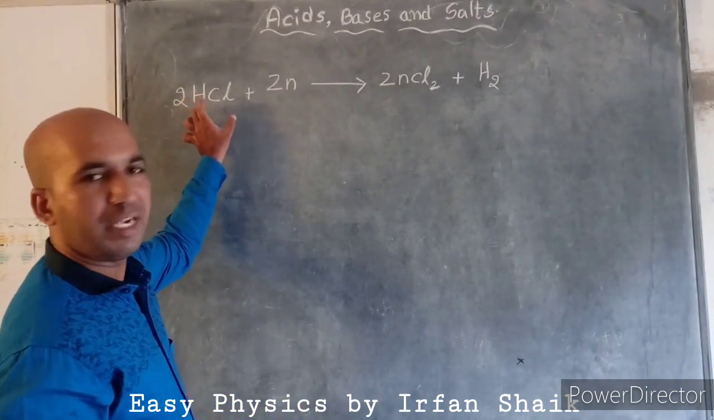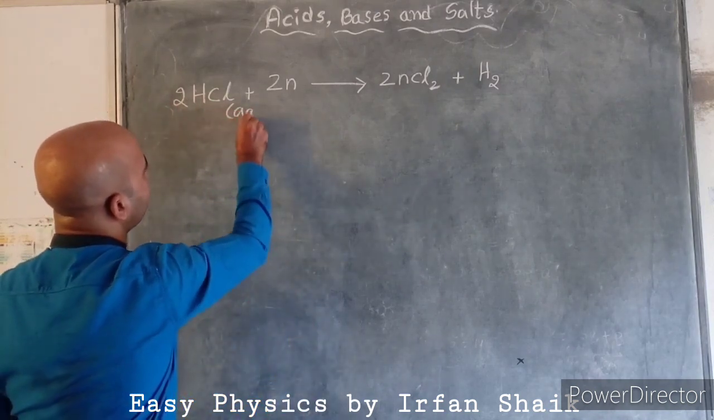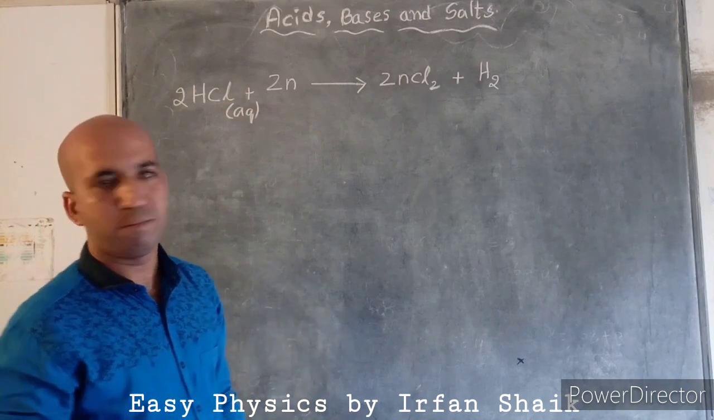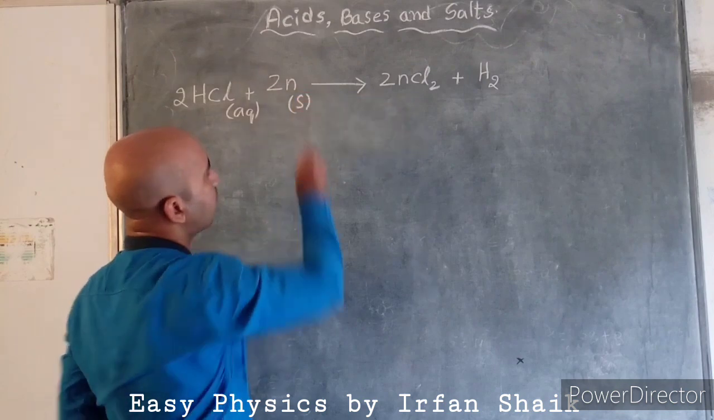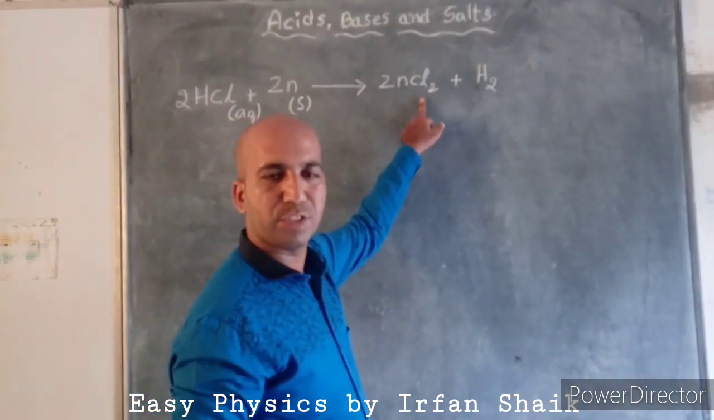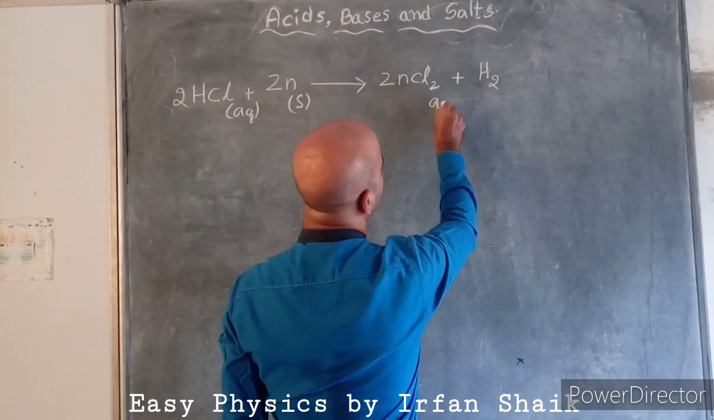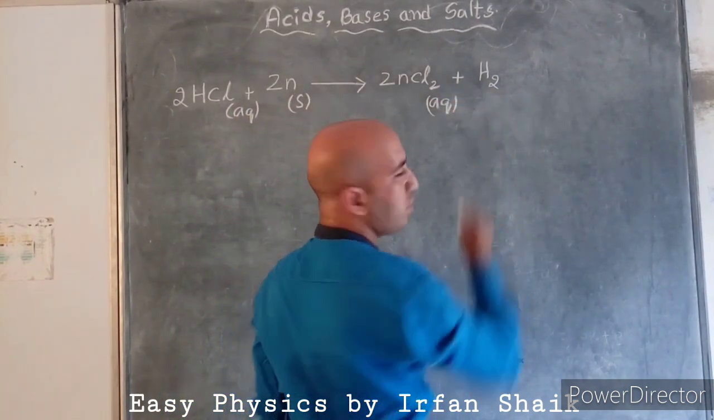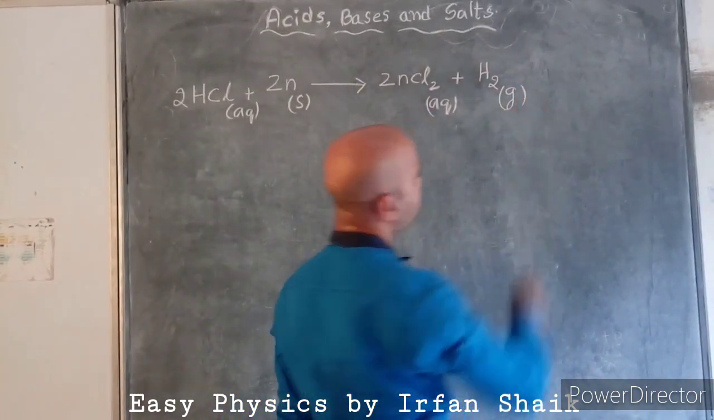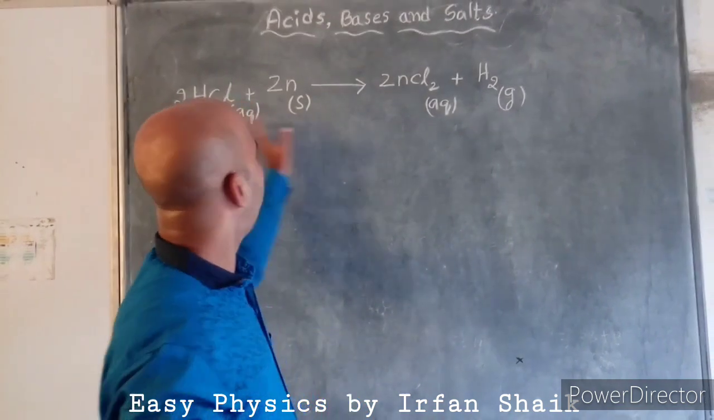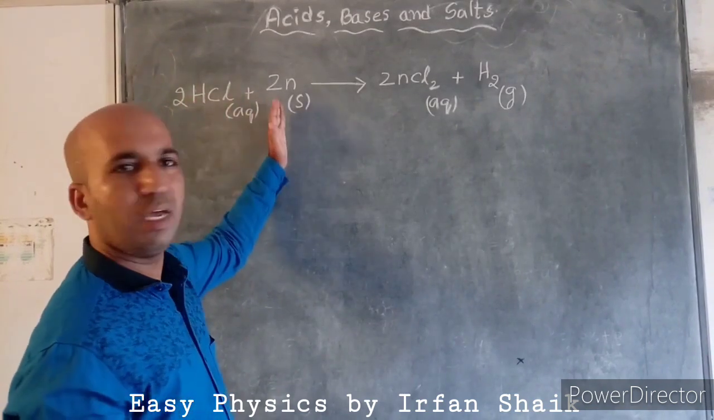So here HCl is taken in the aqueous form. So that's why we have to write it in aqueous form. Zinc is in the solid state. And zinc chloride, which is formed in the test tube, is also in the aqueous form. And hydrogen is a gas. So this is the chemical equation which shows the reaction between an acid and a metal.